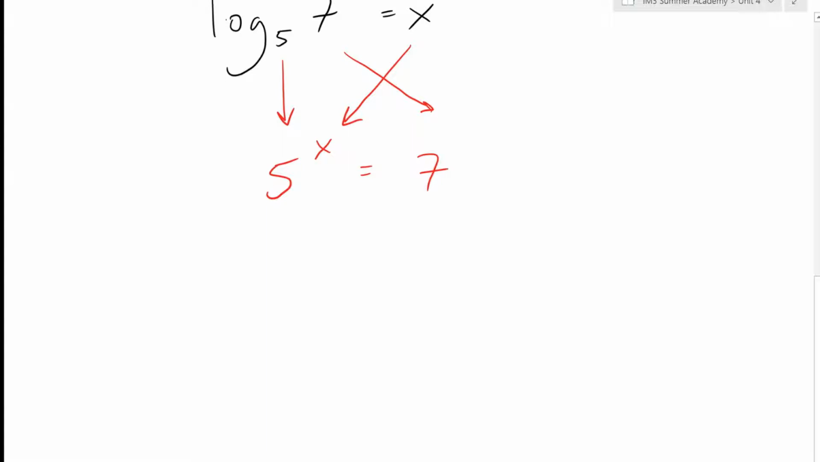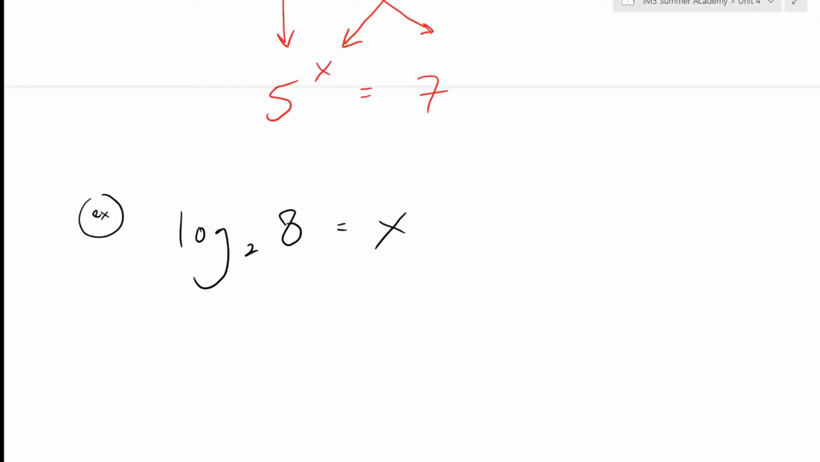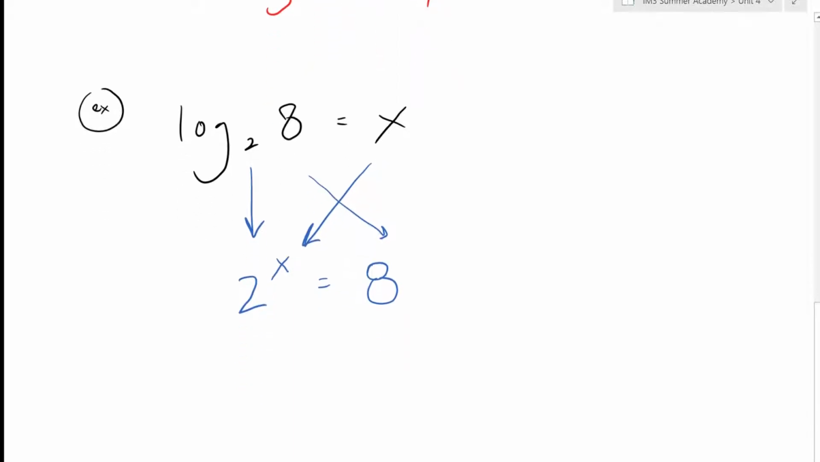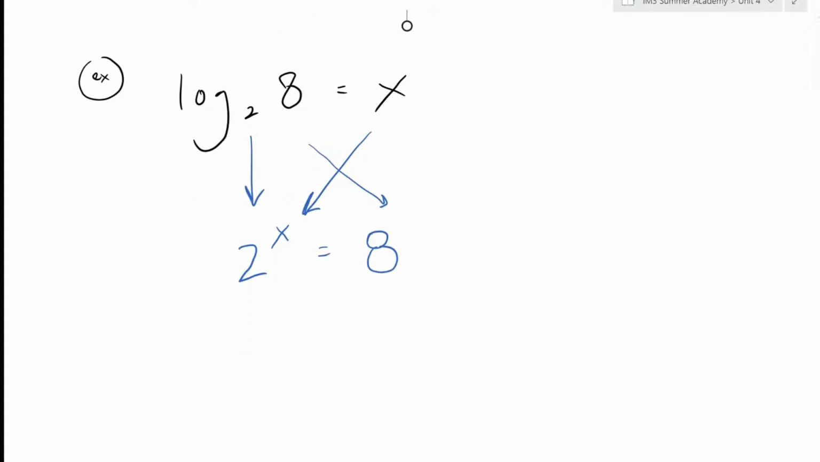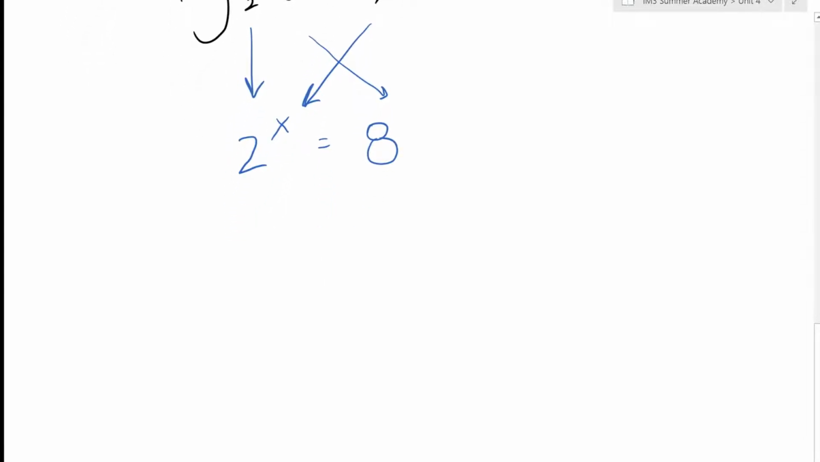Let's do another one. Let's say they gave us log base 2 of 8 equals x. So same thing, the 2 comes down, becomes the base, x becomes the exponent, and then 8 goes to the other side. Down and diagonal. Now what's going to change is when they ask us to solve these problems.